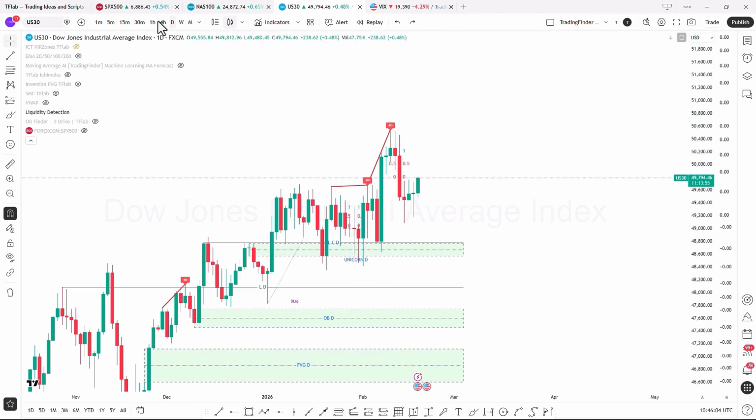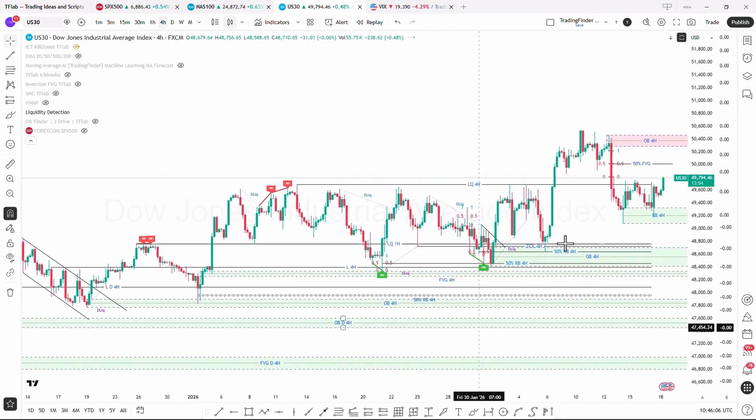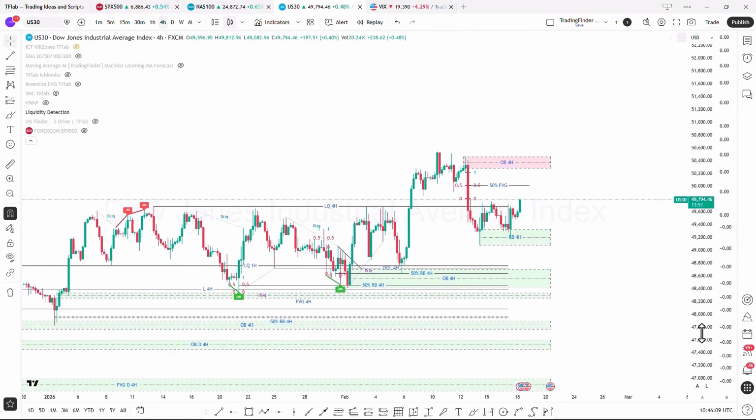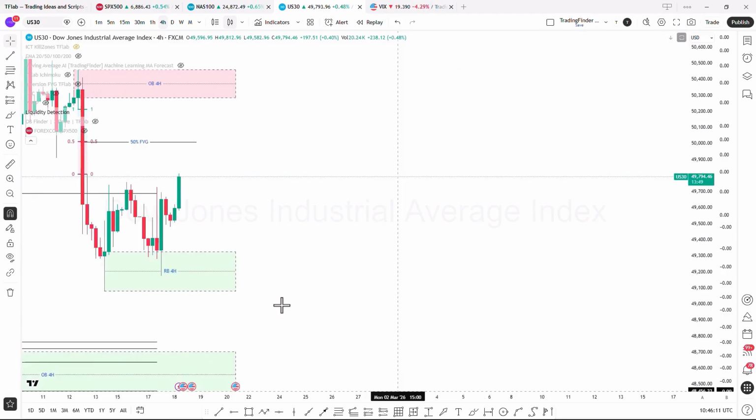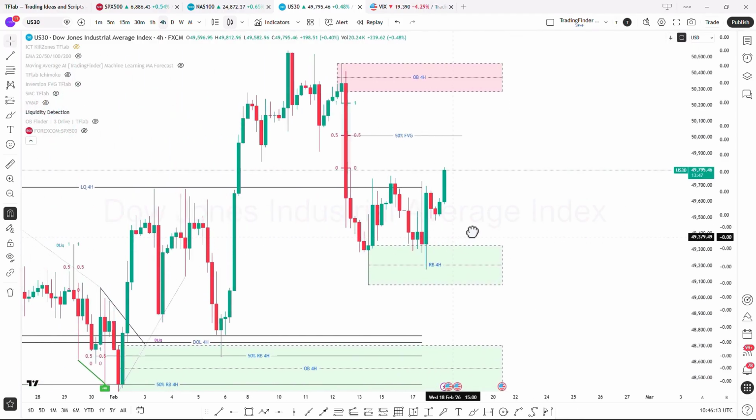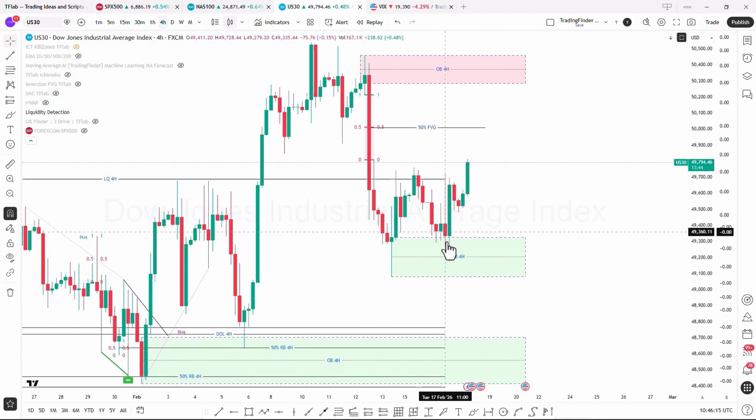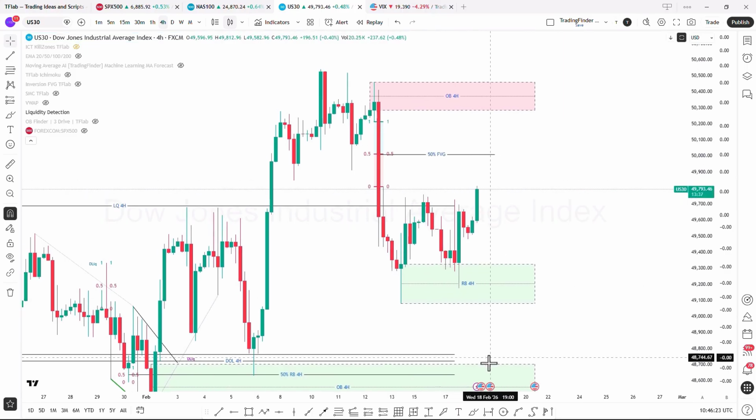With the 4-hour time frame analysis of the Dow Jones symbol, we can see the price movement, which, as we predicted, moved downward. It entered the 50% level of the rejection block, and after that, it started moving upward from this area to collect the buy-side liquidity.